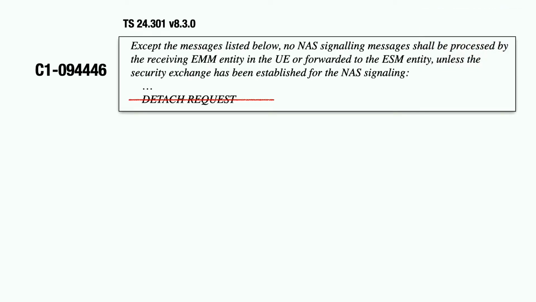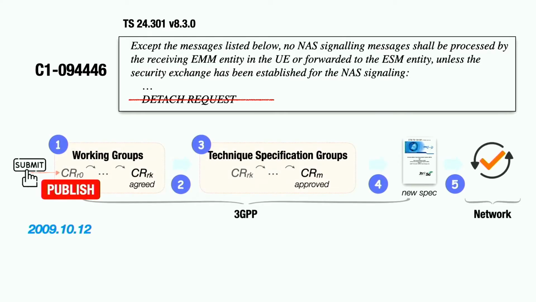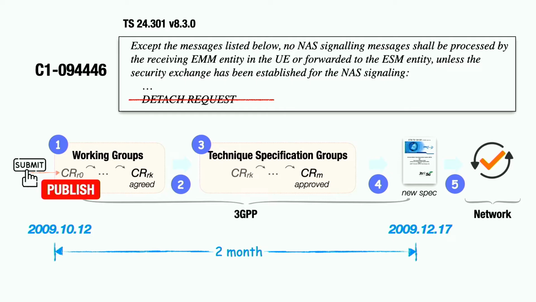Let's see an example. CR C1-09446 is proposed to fix a DOS security attack. A UE should not receive a detach request message without integrity protection at any time. This CR was proposed on 2009, October 12th, and 3GPP released a new version of the specification fixing it on 2009, December 7th. This means an attacker could leverage at least 2 months to exploit this vulnerability.